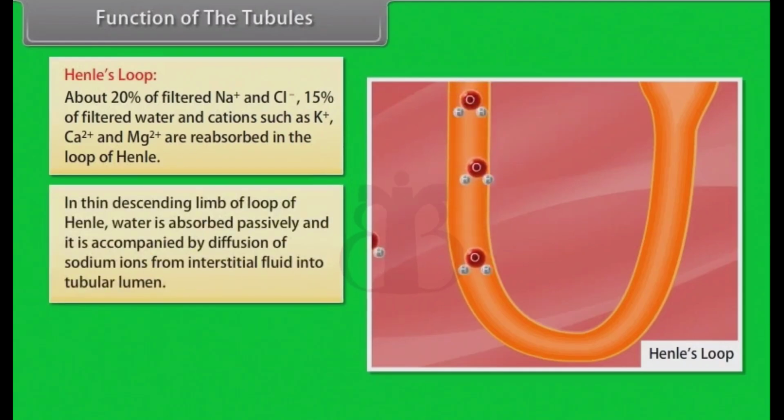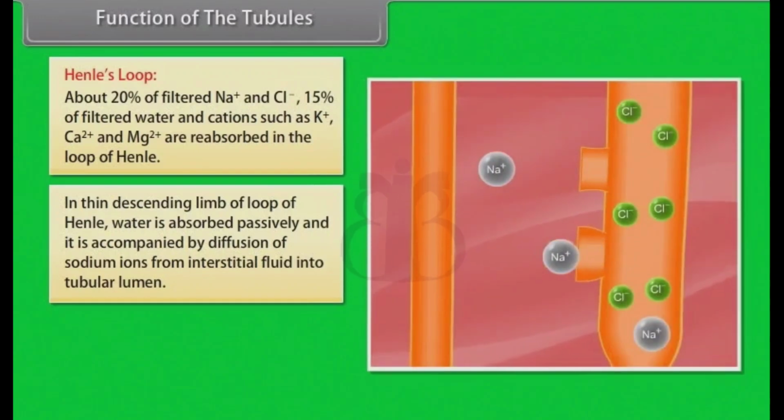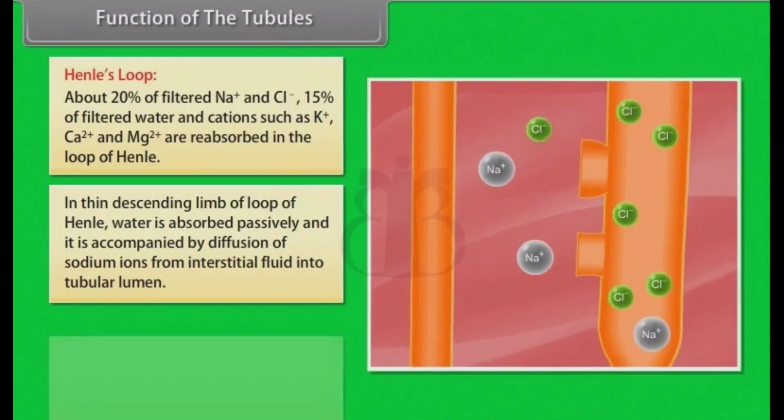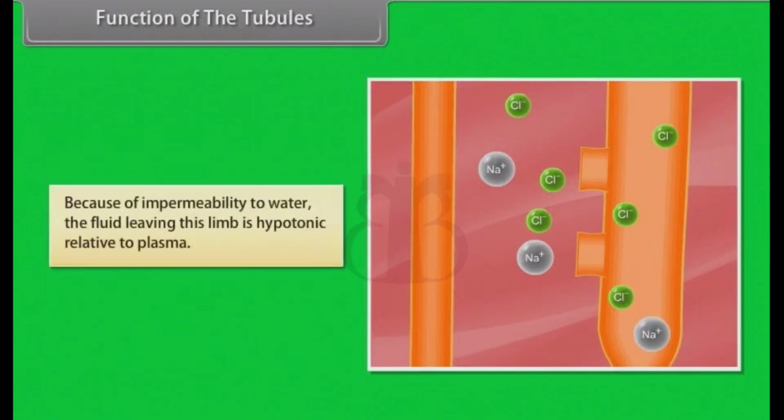In the thin descending limb of the loop of Henle, water is absorbed passively, and it is accompanied by diffusion of sodium ions from the interstitial fluid into the tubular lumen. In the thin ascending limb of the loop of Henle, limited passive reabsorption of Na+ and Cl- occurs in this water impermeable limb. Because of impermeability to water, the fluid leaving this limb is hypotonic relative to plasma.